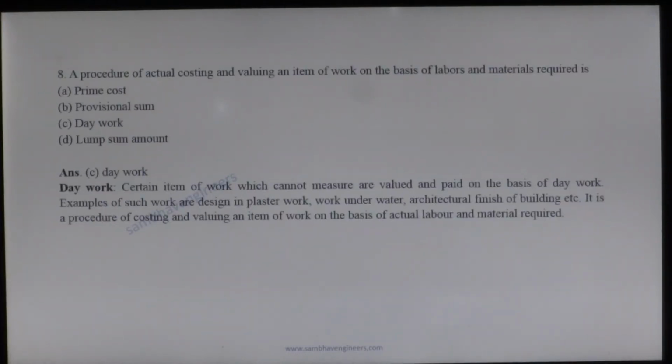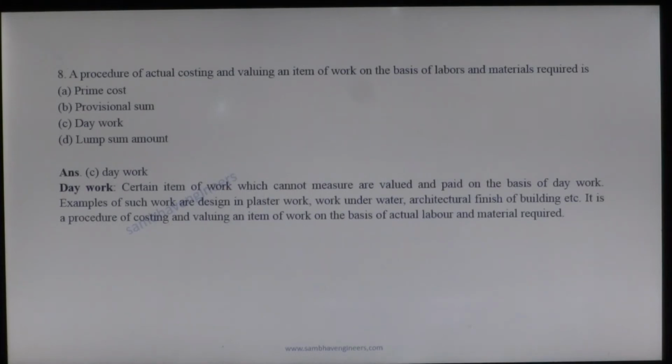Next question. A procedure of actual costing and valuation of an item of work on the basis of labor and material required. The correct option is C, day work. Certain items of work which cannot be measured are valued and paid on the basis of day work. Examples of such work are design in plaster work, work under water, architectural finish of building, etc.